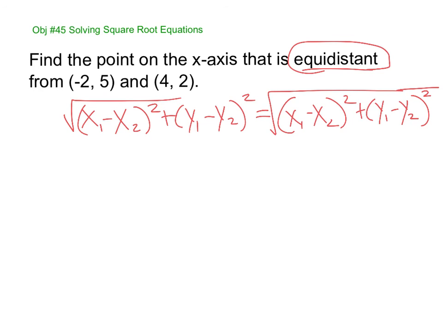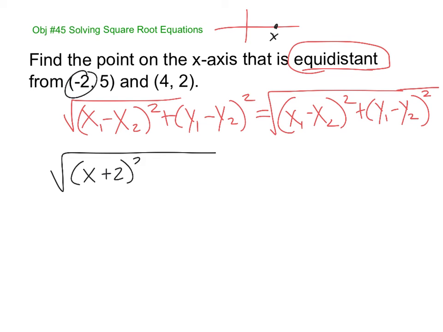So a point on the x-axis, what do we know about points on the x-axis? So x, but what's the y value? The y is 0, right? So here's what we're going to do. Square root, I'm going to use x, so x minus -2, so plus 2 squared, plus 5 minus 0 squared. So I'm replacing my y with 0.